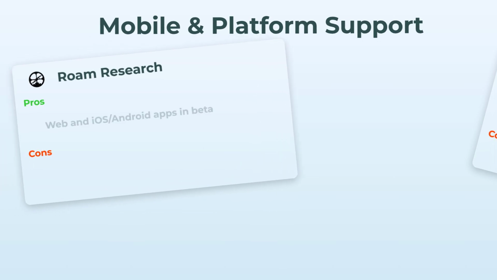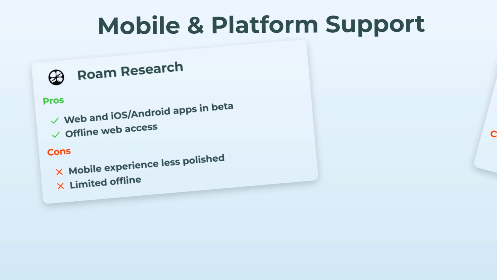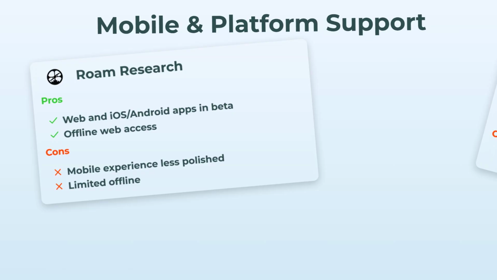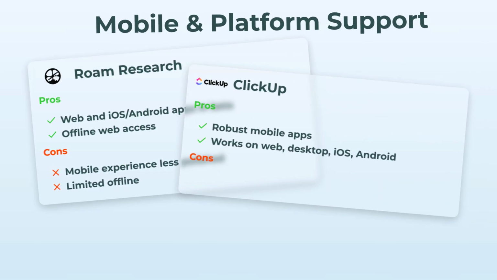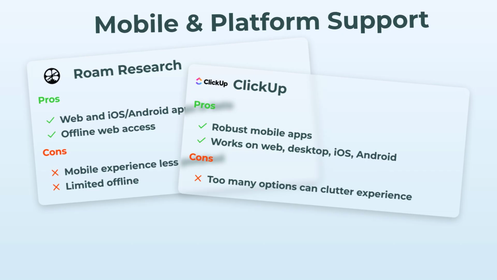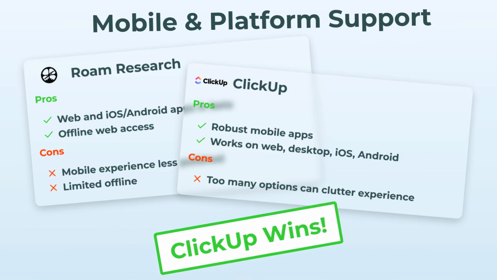Next scene, mobile and platform support. Roam does have web, iOS, Android, still kind of beta, and you do get offline access, so decent. Just, I'd say mobile feels a little clunky and not as smooth as you might want. ClickUp, though, they crush it here. There's mobile, desktop, web, all the platforms. Sometimes maybe too many options, you know, but still, for how well it works across devices, ClickUp wins this round.